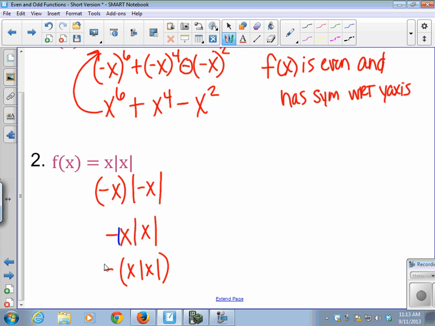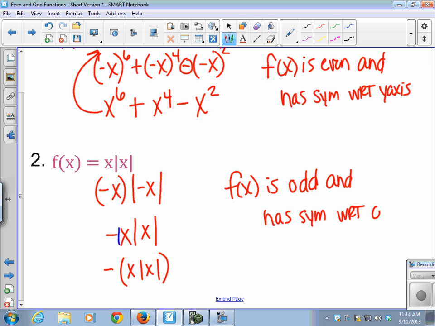And so since I can write it in this form, this is going to be the opposite of what I started with. That would mean f of x is odd and has symmetry with respect to the origin. So it has origin symmetry.